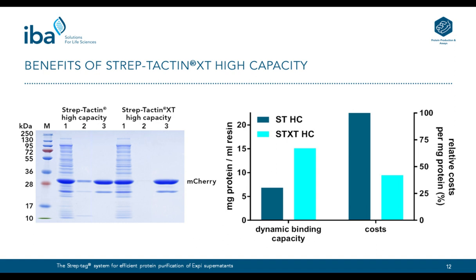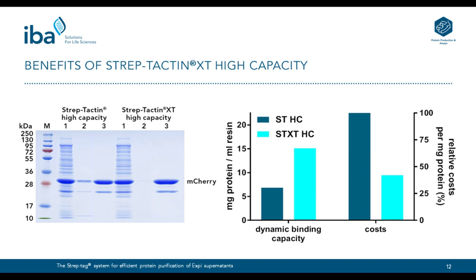So now let's have a look at some benefits of the system. In this experiment, we compared the purification of Strep-Tactin high capacity and Strep-Tactin XT high capacity. The high capacity materials have a threefold higher binding capacity compared to the non-high capacity materials. And for this experiment, we used mCherry lysates from E. coli with a Twin-Strep-tag and purified the lysates on the two columns. And in the SDS-PAGE gel, you can see the load in lane 1, the wash fraction in lane 2, and the elution fraction in lane 3.